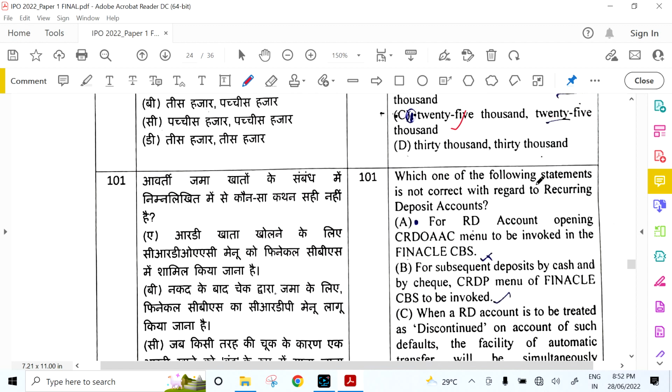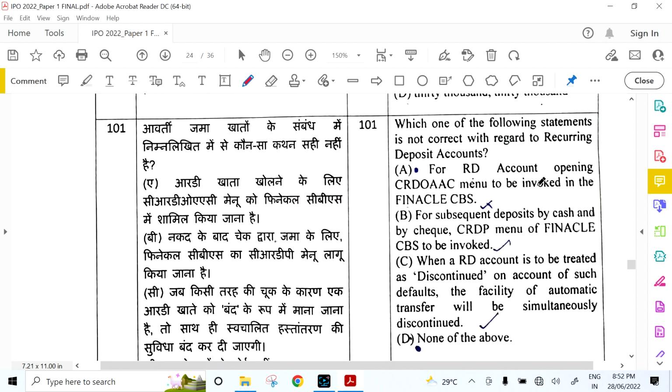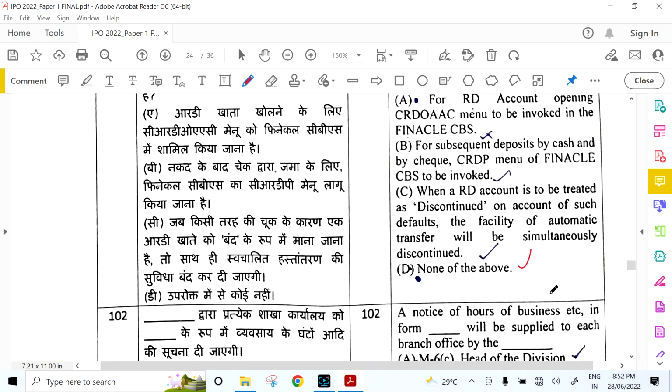Which of the following statements is not correct with regard to RD deposit? For RD account, opening CRDO AAC menu will be invoked in Finacle CBS. For subsequent deposits by cash and by cheque, CRDP menu of Finacle CBS will be invoked. When an RD account is to be treated as discontinued on account of such defaults, the facility of automatic transfer will be simultaneously discontinued. None of the above. You should understand which of the following is not correct. So all of these are correct only. So the answer is D. 101 is D. Next one.